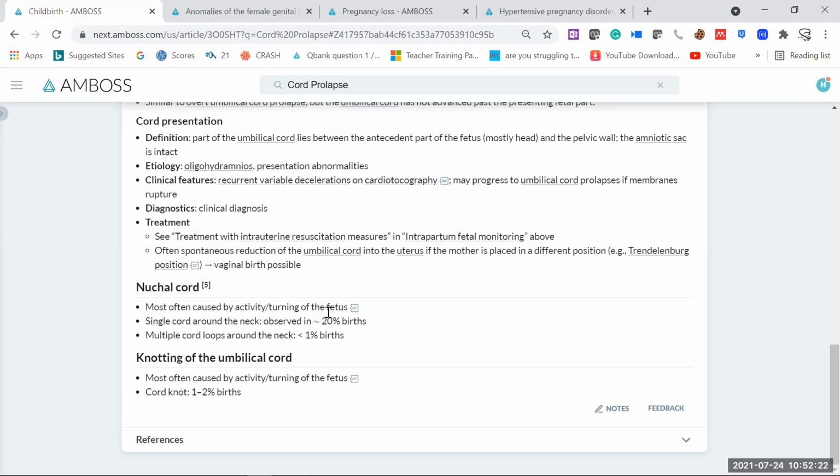But of course, if there is too much tightening of the cord, then as soon as the head comes out, we have to clamp the cord and cut the cord at once and then take the baby out. But if there is not too much tightening, we can just take the baby out.